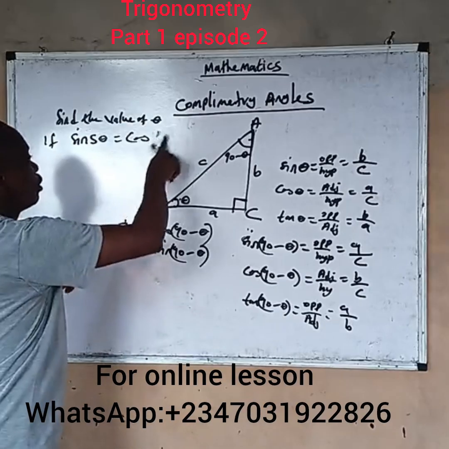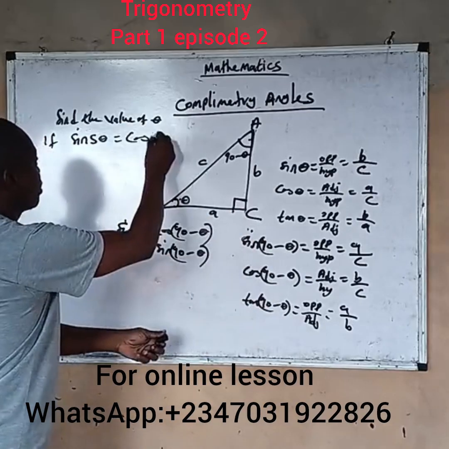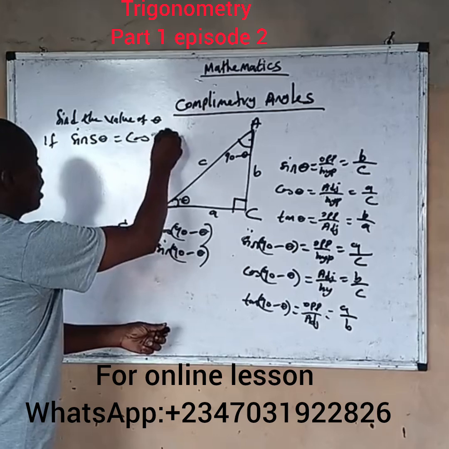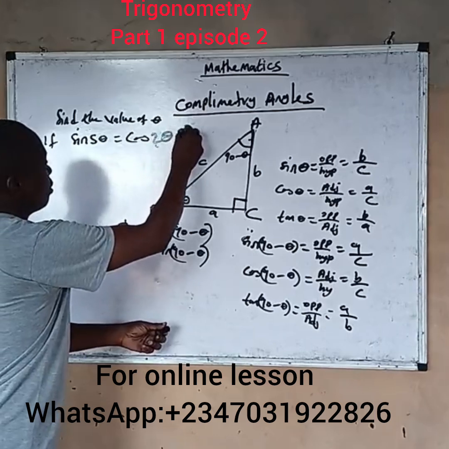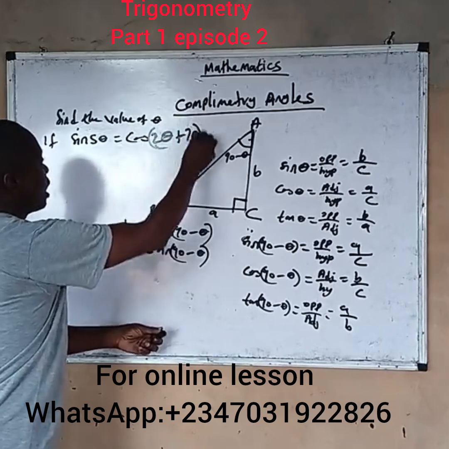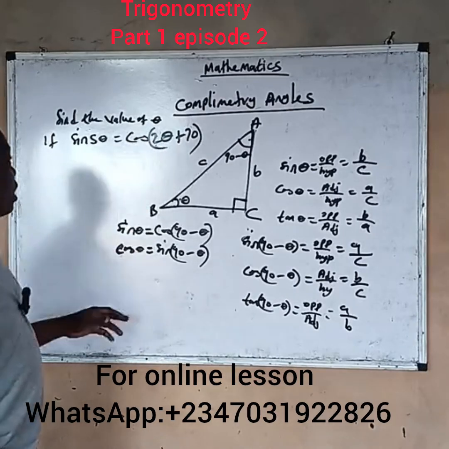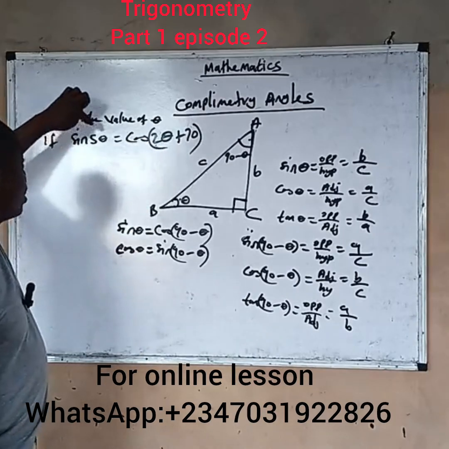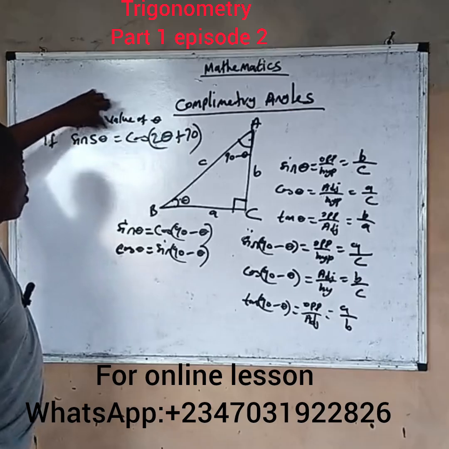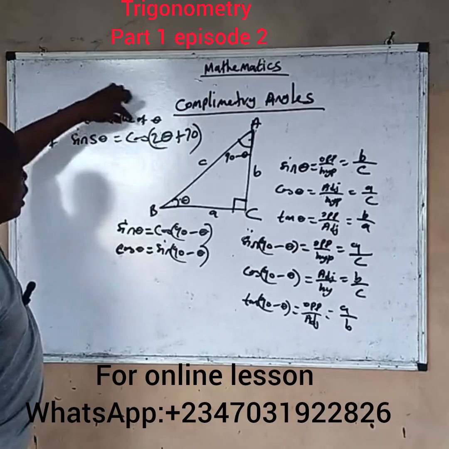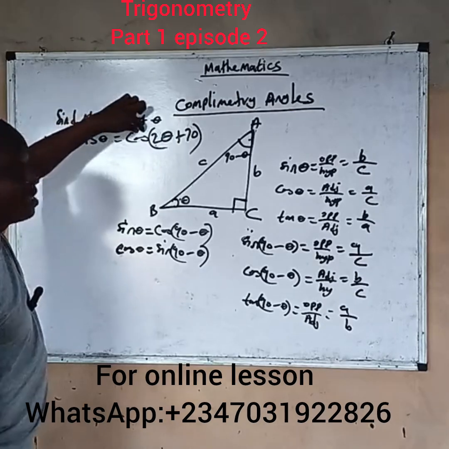Even if they put cos 2 theta plus 70, whatever they put, no problem. They ask you to find the value of theta. Your understanding is to express either here to be cos so that we have cos on both sides, or here to be sine so that we have sine.